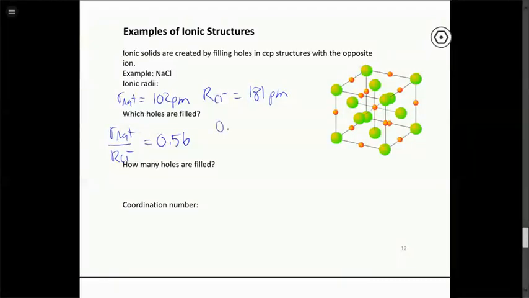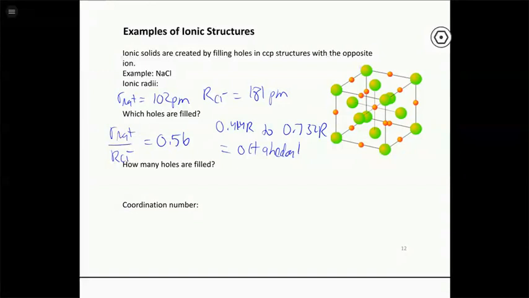That's in between 0.414 and 0.732. And so that from the table on the previous slide tells us that the sodium ions are going to occupy octahedral holes. Alright, so whenever the ion is in between 0.414 and 0.732 times the larger ion, here it's 0.56, it's going to fit into the octahedral holes. So then the question becomes how many holes are filled. So in a face-centered cubic structure, remember that's going to be where the chloride ions are. So the chloride ions are in green, they occupy the face-centered cubic lattice. There's 8 corners that count as 1/8.